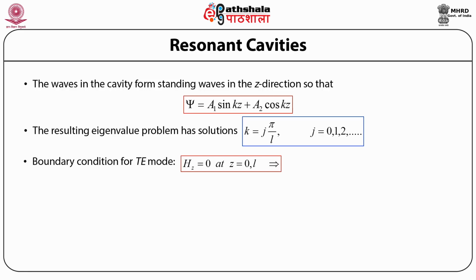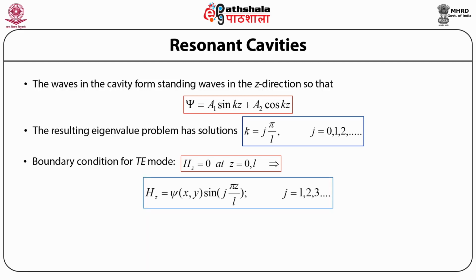We can then write the z component of the magnetic field as given by psi as a function of x and y times sine of jπz/L, where j equal to 1, 2, 3 and so on is an integer.